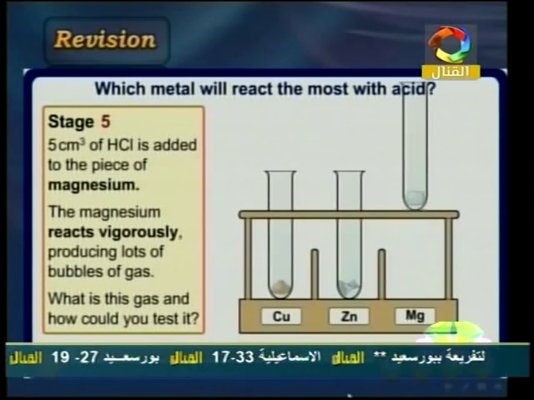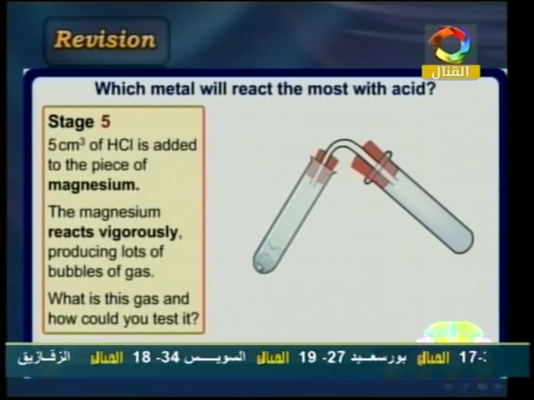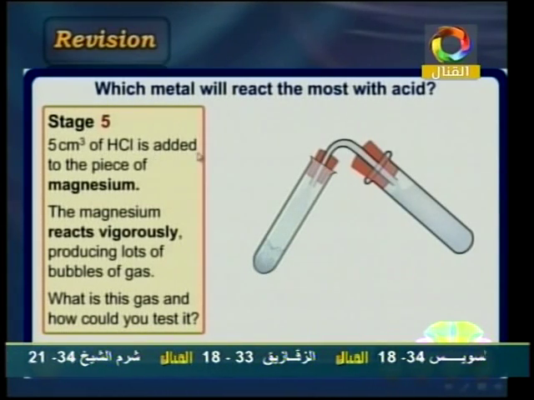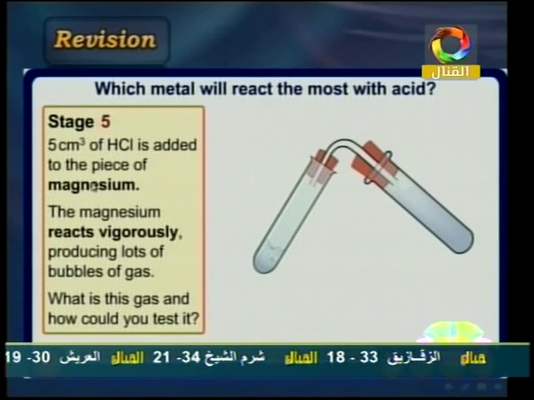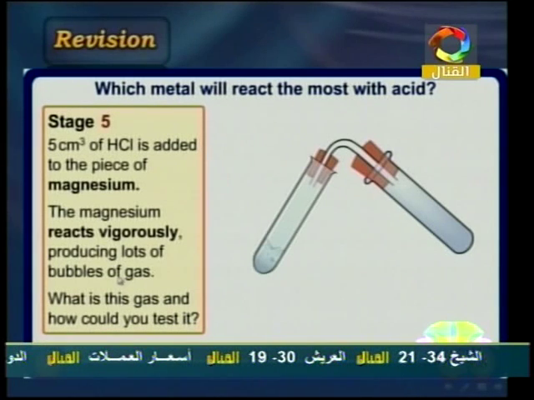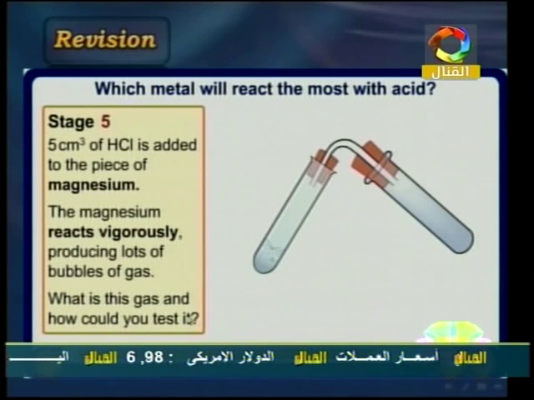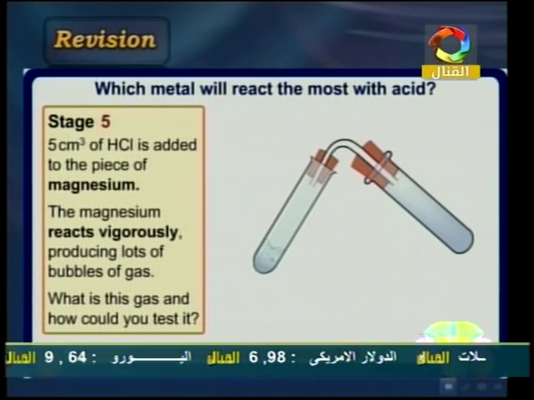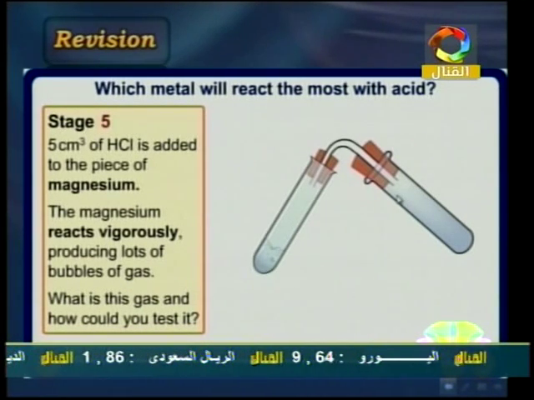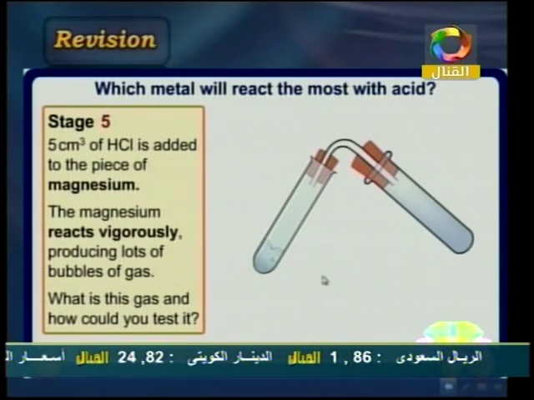After that, we have magnesium, the last one. If I put some amount of magnesium, we have a strong reaction here. HCl is added to the piece of magnesium. The magnesium reacts vigorously. Vigorously means producing lots of bubbles of gas. And how could this gas be tested? We have this test, like the first one we did. So here we have the hydrogen gas produced, and we have the pop sound here.